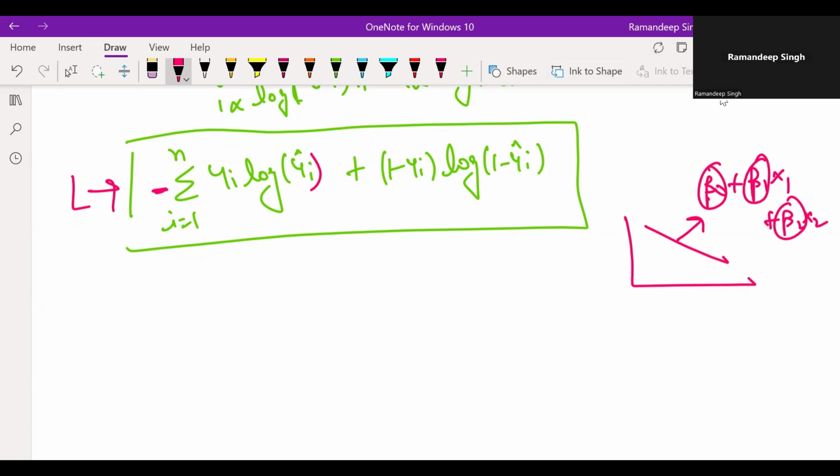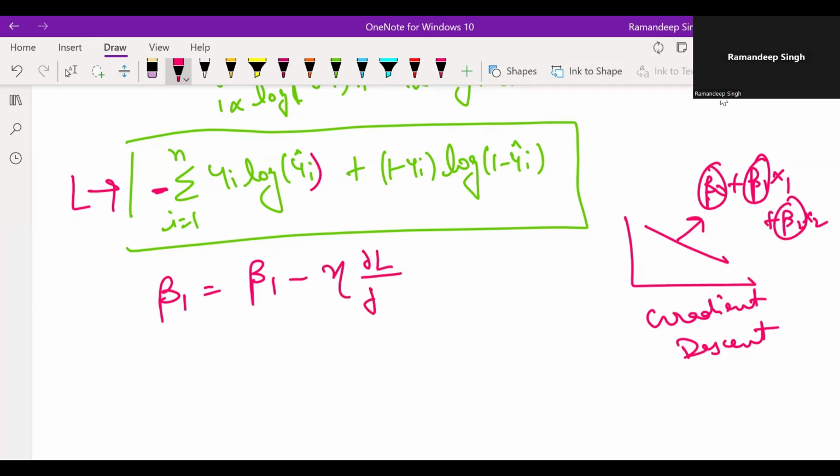I hope you know what gradient descent is. Otherwise, I will soon be uploading a video related to gradient descent, or you can look it up on YouTube. Many videos are available related to gradient descent, right? So what we do in gradient descent is, if we need to update our beta 1, we take our old beta and subtract learning rate multiplied by del L by del beta 1. That is, we subtract the slope at that point from the actual value to get the updated value of our variable, right? This is new, this is old, and this is the slope at that point with respect to beta 1.